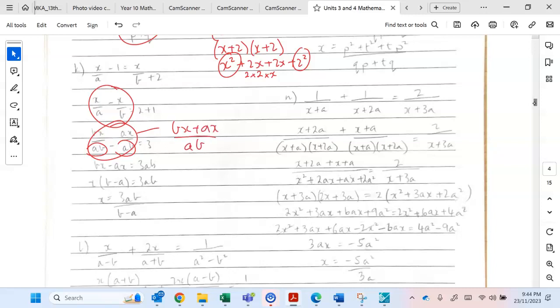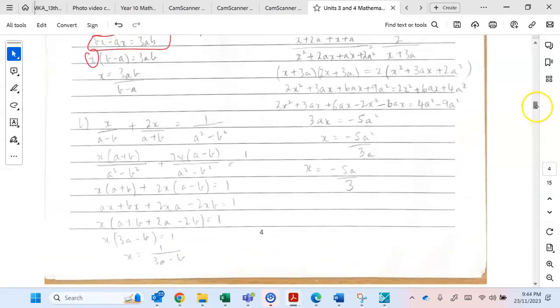So the whole point of making the denominators the same is so we can have them over one denominator, and then we multiply both sides by AB. All right, so that cancels out, and that's why we're left with this. Taking the x out as a common factor again, like we did before, and then we're left with 3ab over b minus a. All right, I kind of feel like we've done most of them.